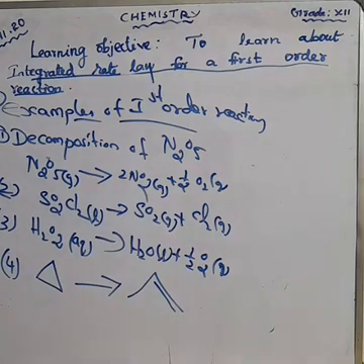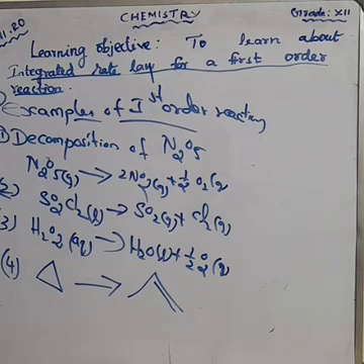These are examples of the first order reaction. What are the examples of first order reactions? What about N2O5? That is dinitrogen pentoxide, which is converted into nitrogen dioxide and also a gaseous molecule.